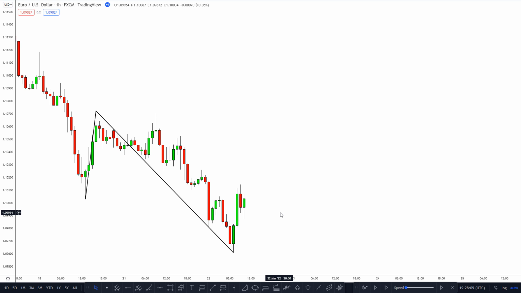In today's video, I want to show you a nice way of catching a pullback using the volume profile, plus a few other good techniques in price action analysis.